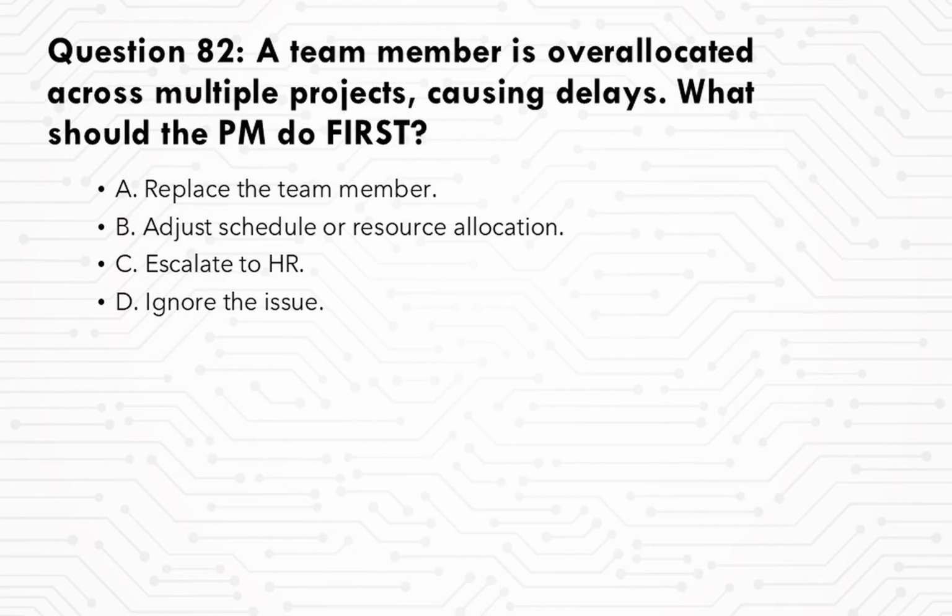Question 82. A team member is overallocated across multiple projects, causing delays.